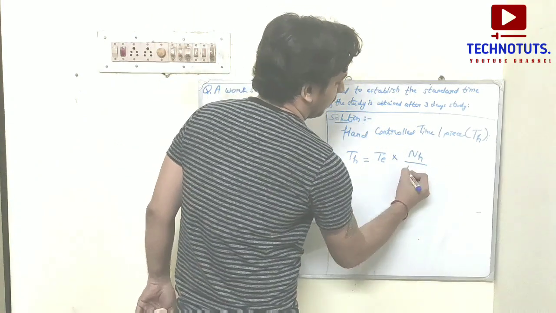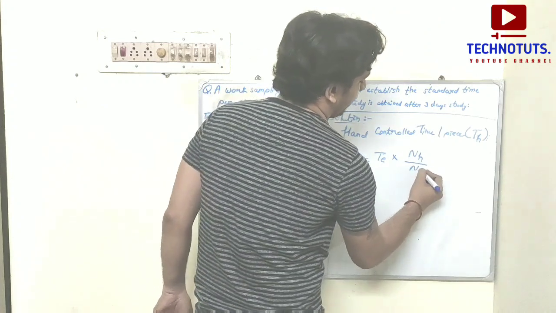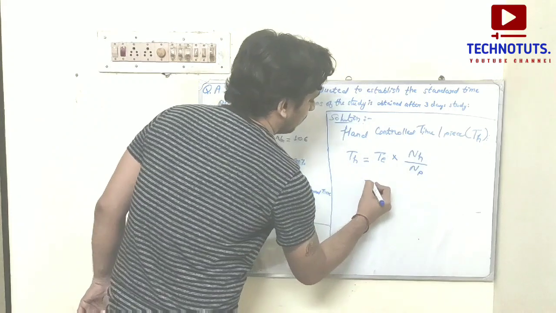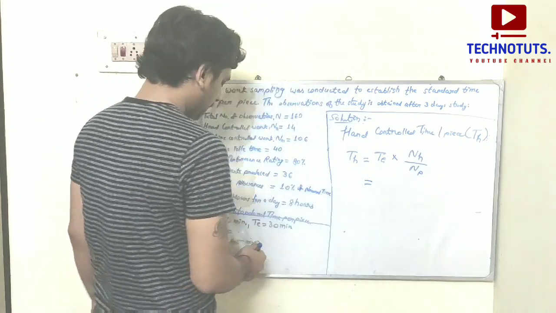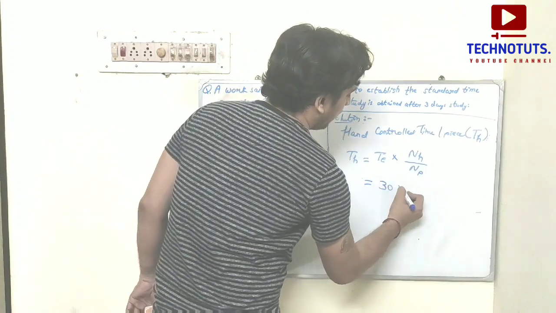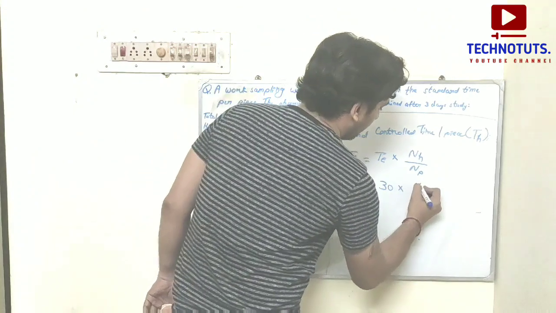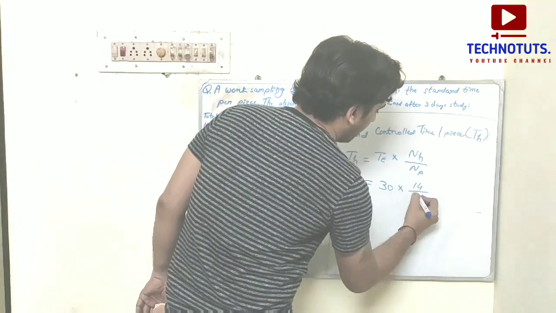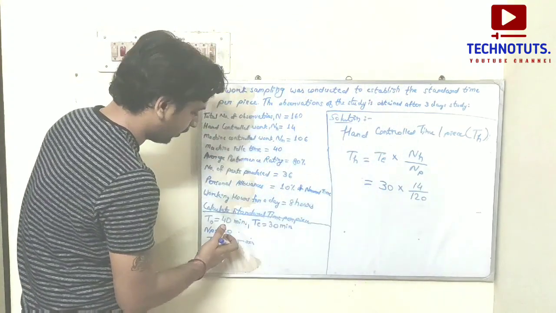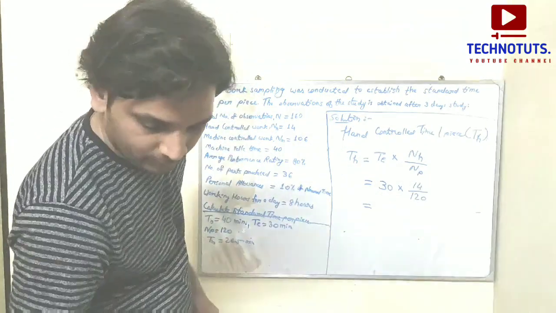So we already calculated NP. The effective time per piece is 30 minutes, so let us put down 30 into NH. NH is given as 14, put it over here 14, and NP we have calculated as 120. Okay, let us calculate the answer for this.